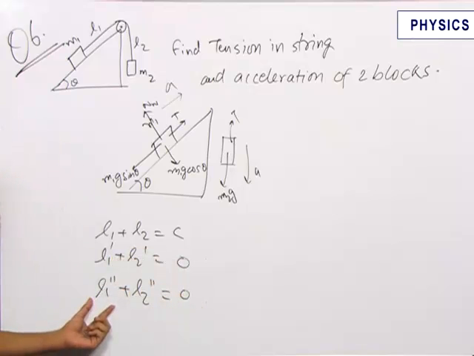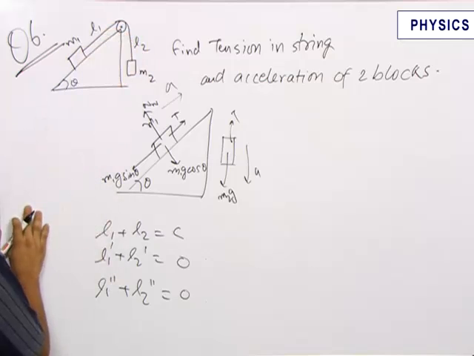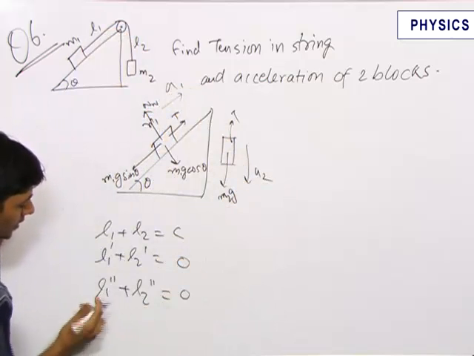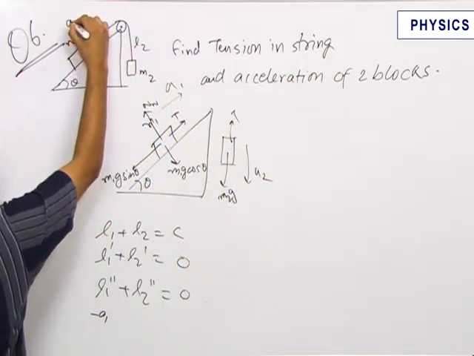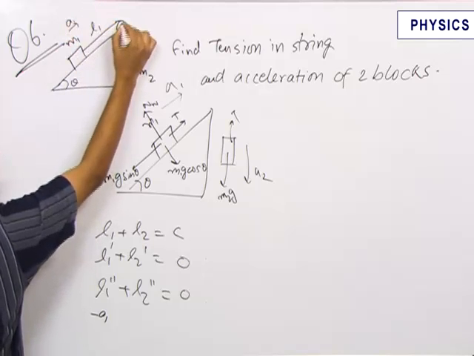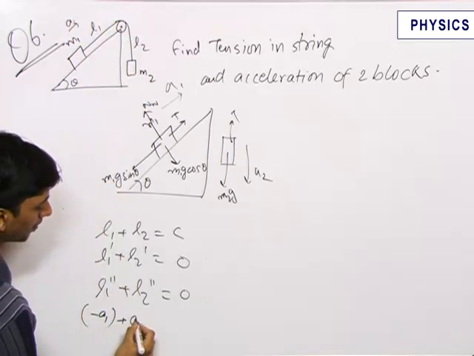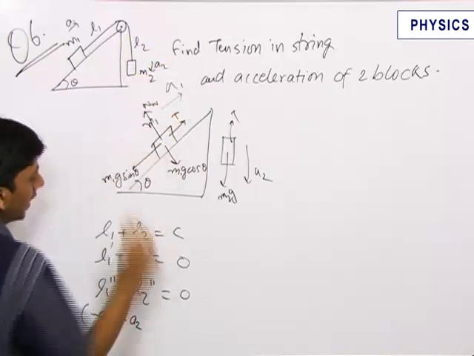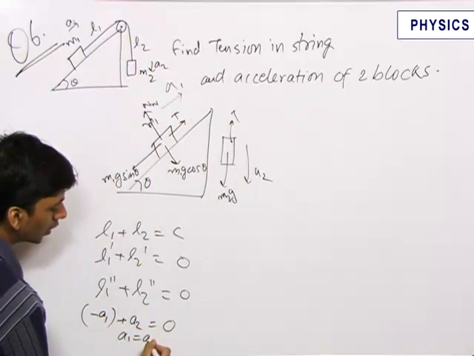Now L1 double dash is the acceleration with which this length of the string changes. Let this be A1, this be A2. This is equal to minus A1 because this is going up and reducing the length by A1. This pulley is fixed, due to which there will be no other factor here. This is minus A1, this is plus A2. By similar logic, this is going below by A2. So minus A1 plus A2 equals 0. Therefore, we get A1 is equal to A2.